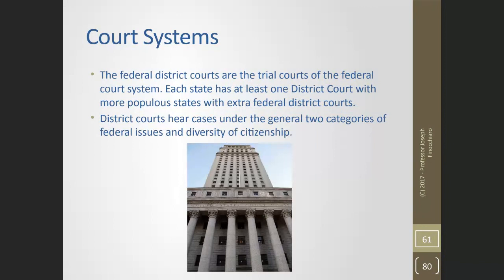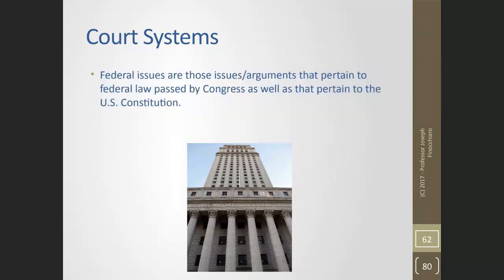The federal district courts are the trial courts of the federal court system. Each state has at least one district court, with more populous states having extra federal district courts. District courts hear cases under the general two categories of federal issues and diversity of citizenship.